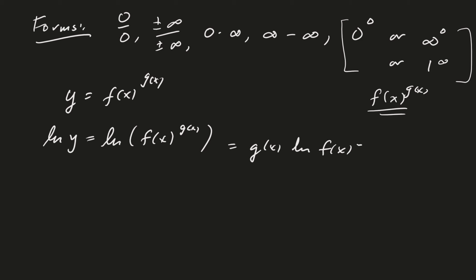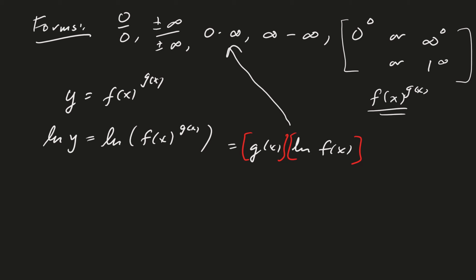And now the idea here is that you have one function times another function. And so we're back to this rule, right? Where we're multiplying two things together. Good.